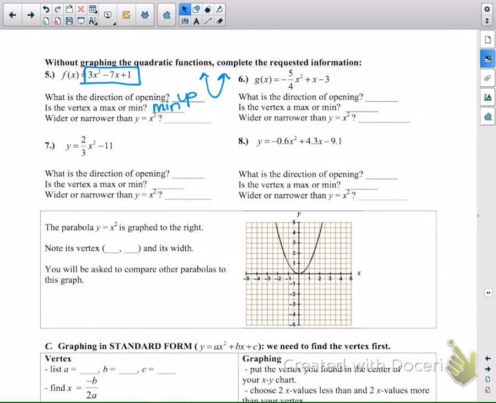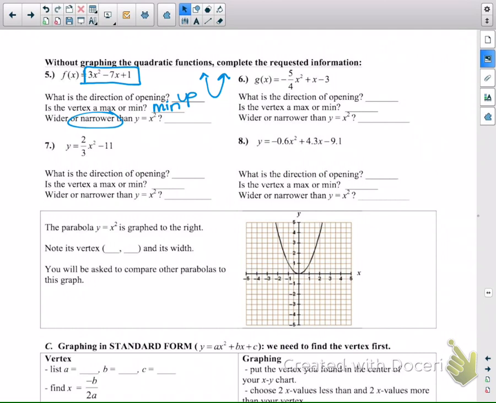And because that number 3 is larger than 1, is it wider or narrower than the parent function? Narrower. It's the exact opposite of what you want to think. If it's a bigger number, it actually makes it thinner. What happens is the bigger numbers stretch it up faster, so it pulls the sides in and makes it skinnier.